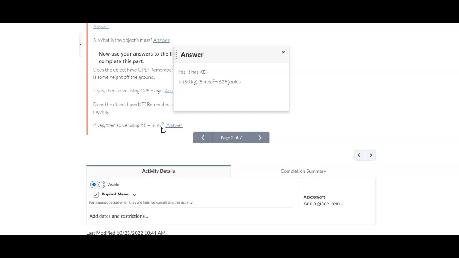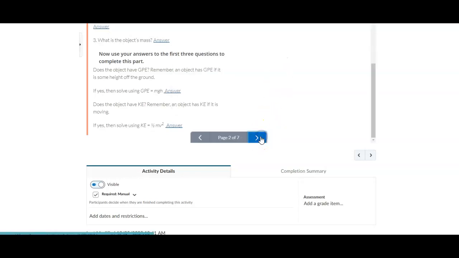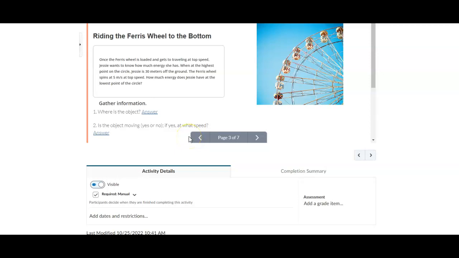So if you take half of 50, that is 25 times 25, and that gives us the answer of 625 joules. So kinetic energy is also measured in joules. That would be a great example to put in your notes so that you can look at how to solve those problems. As we move on, we're going to practice another one.